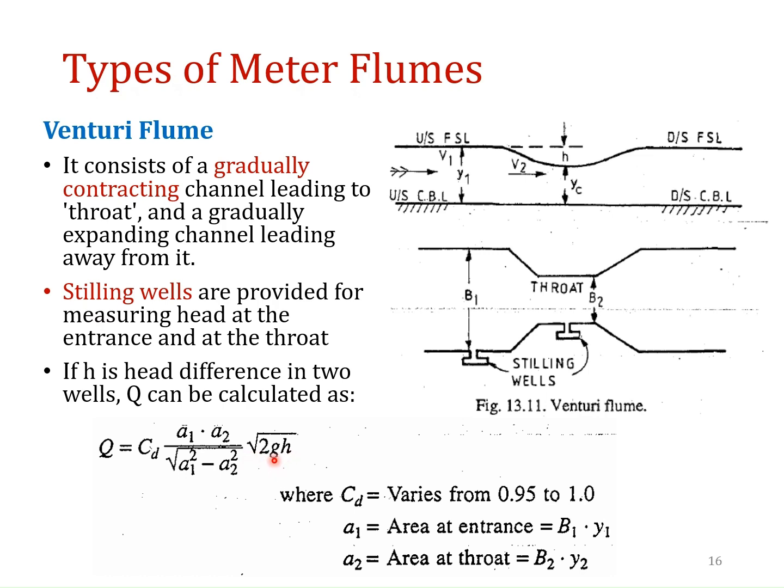g is the acceleration due to gravity. C_d is a coefficient which varies from 0.9 to 1. And then A1 and A2: A1 is the area at the entrance right here. And it appears to me that this B1 is the average width. You multiply the average width with the depth of the water. A2 is the area at the throat. It's a rectangular cross section, so width into the depth of the water right here. Okay, so this formula ultimately gives you the flow at this meter flume.